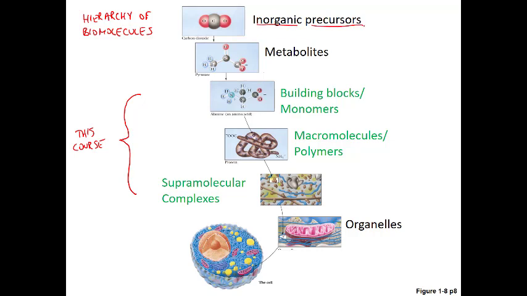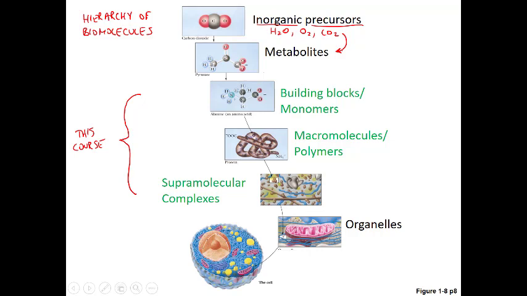So at the lowest level of our hierarchy, we have molecules that we would call inorganic precursors. These are not really living molecules. These are just molecules that can be put together to give you more complex molecules. They're inorganic, so water would be the most important one of these, but also things like oxygen and carbon dioxide. So these are molecules that you can stick together to make more important things.